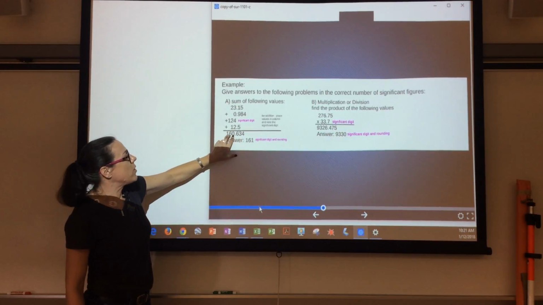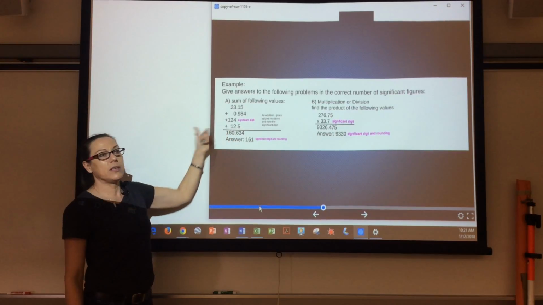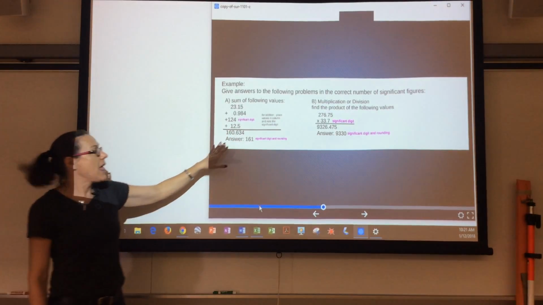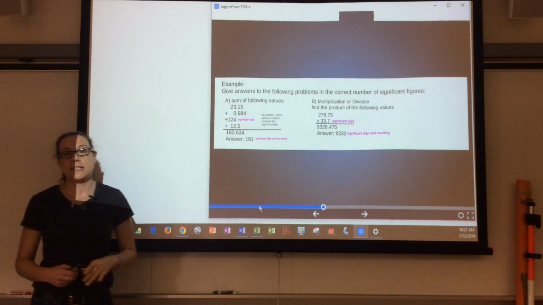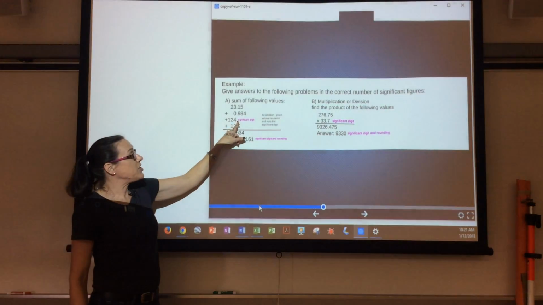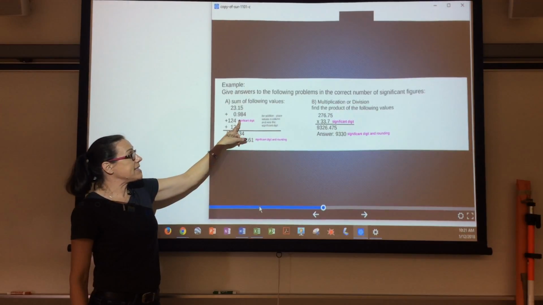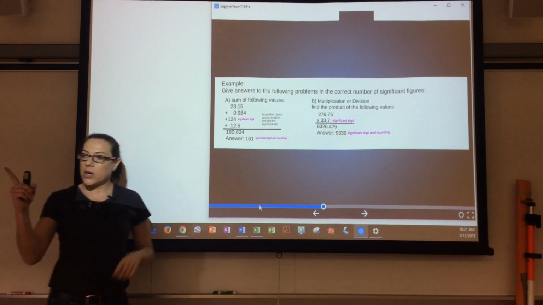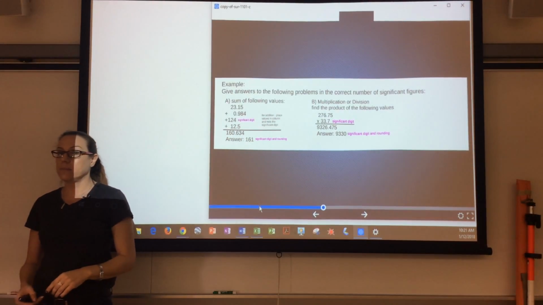If I know I can only go to the left of the decimal place, then I round up to 161. Okay. If there was a decimal place and a 1 after, then you would hold to 1 decimal place.